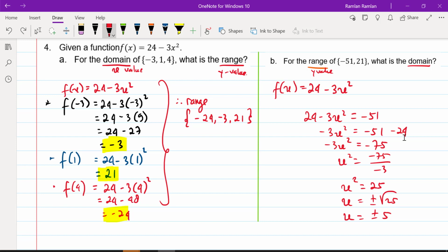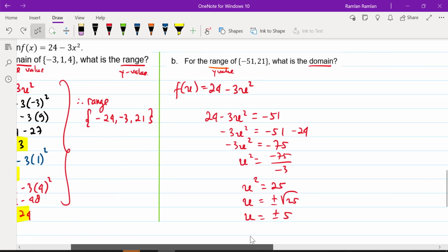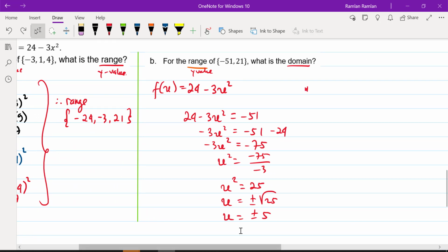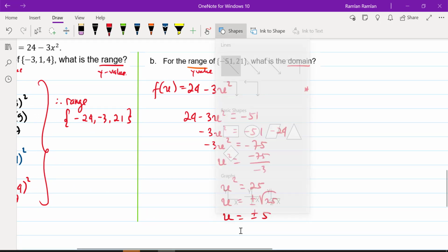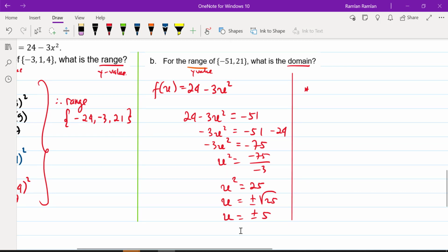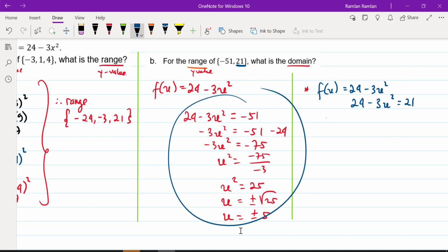Okay, so we have this one over here. The other one is for the 21, so I'm going to put it up here. I'm going to put a line here so that we can see the separator between the two. I write down again f of x equals 24 minus 3x squared. If I input something into the x, the result will equal 21. So I can write 24 minus 3x squared equals 21, and I will do the exact same process as this one.